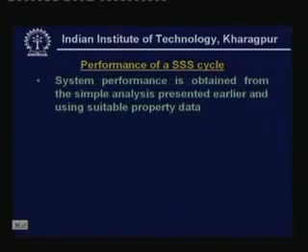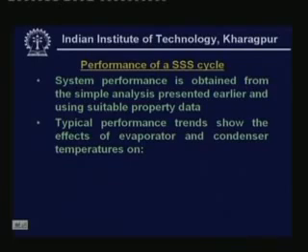The performance can be obtained from the simple analysis presented in the last lecture and using suitable property data. Typical performance trends show the effects of evaporator and condenser temperatures. What is normally done is we keep the condenser temperature constant and vary the evaporator temperature and find different performance parameters. Then you keep the evaporator temperature constant and vary the condenser temperature. In that manner you can find out the effect of both condenser as well as evaporator temperature on different performance parameters of interest. Okay, let me show now the effect of these temperatures on different performance parameters.